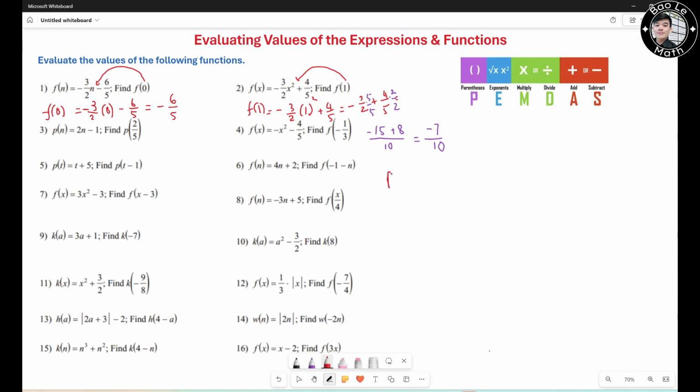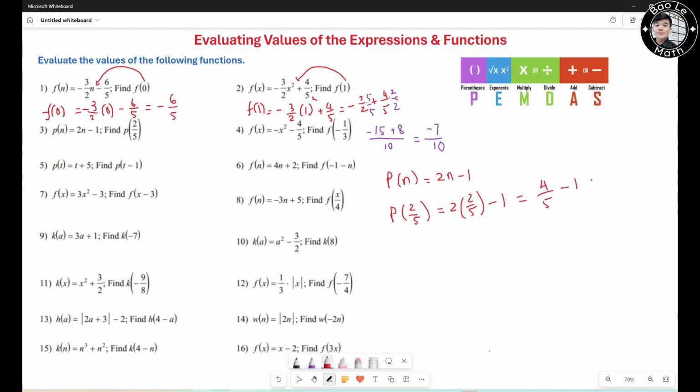We have P of n equals 2n minus 1. Now we need to calculate P of 2 over 5. So we need to substitute 2 over 5 for n into this function, right? So we have 2 times 2 over 5 minus 1. Now 2 times 2 equals 4, so it becomes 4 over 5 minus 1.